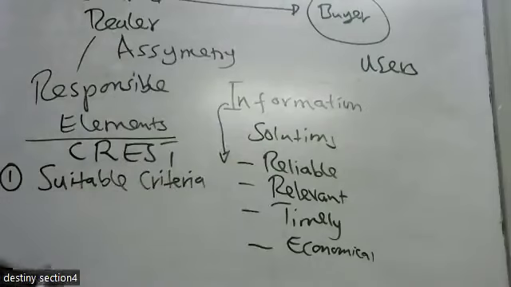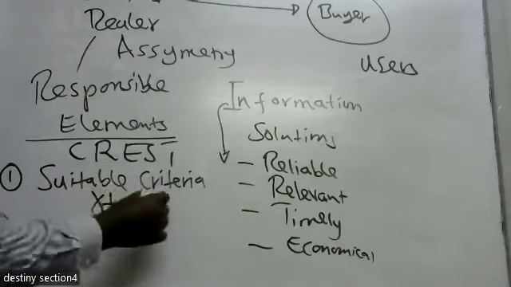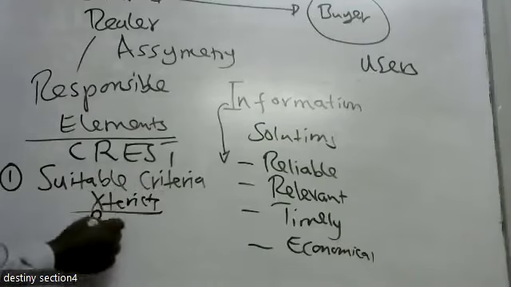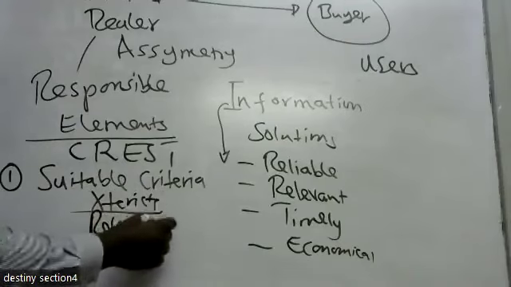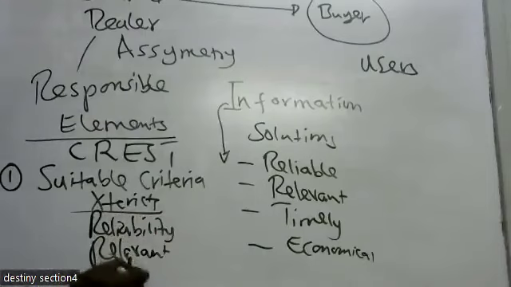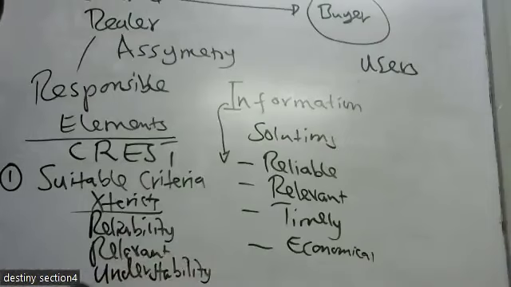Now, suitable criteria have some characteristics which you need to check to see whether they are met. One, is it reliable? Reliability. You also have to check the relevance of that criteria. You must also check the understandability of that criteria. And is it neutral, unbiased in its presentation and disclosure of the subject matter? So you also check neutrality.